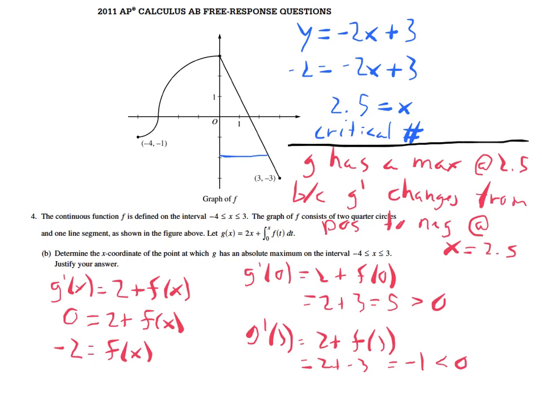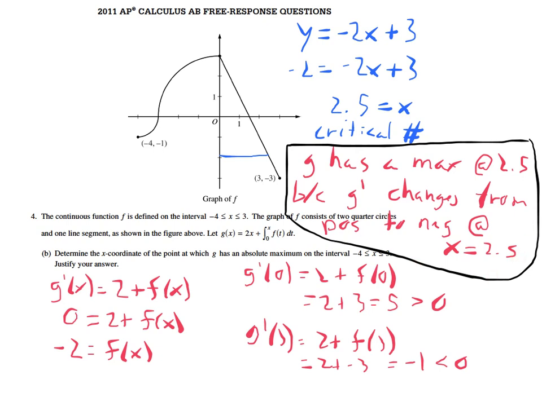It should be noted that when we're talking about an absolute maximum, we also want to double check that the endpoints are not the maximum value, but it's fairly obvious that negative 4 is not going to give us the maximum. If we plug in negative 4, we get negative 8, since it's negative area from 0 to negative 4, so that's not going to be right. And we already tested the other endpoint, g of 3, which was negative 1, so that's not a maximum either. So our maximum value is at 2.5.